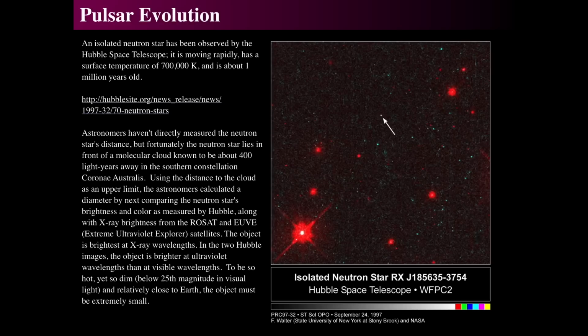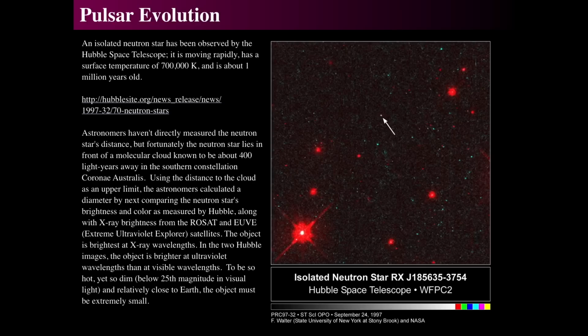And yet it's incredibly, incredibly hot because it's emitting mostly in the X-rays. And it's really, really small because it's so dim. So if it's 25th magnitude visual in visible light, which is almost on the boundary of what the Hubble Space Telescope can actually find, and it's less than 400 light years away, it has to be insanely small, about a few miles across, in order for it to actually be visible to us.